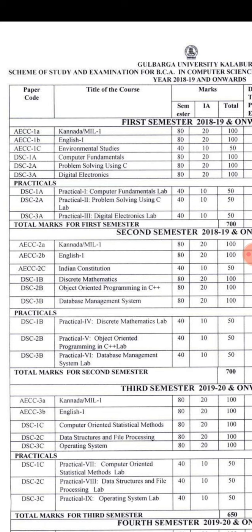The first practical, that is practical number 4, discrete mathematics lab. Second practical for the second semester, practical 5, object oriented programming in C++. Practical 6, database management system. So all these three practicals are for 50 marks, 40 external and 10 internal.